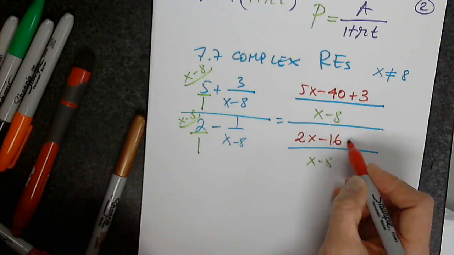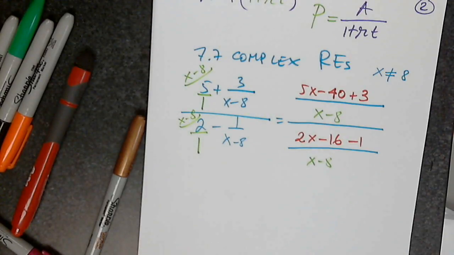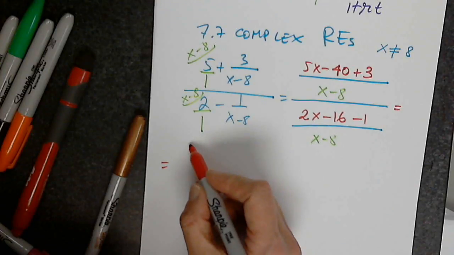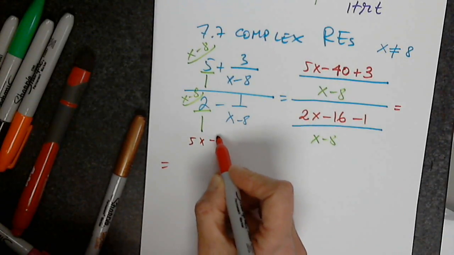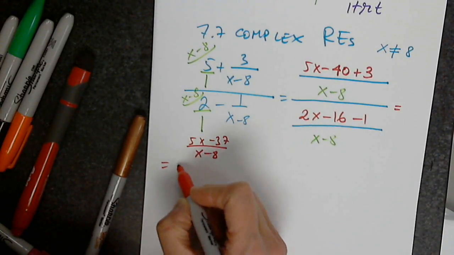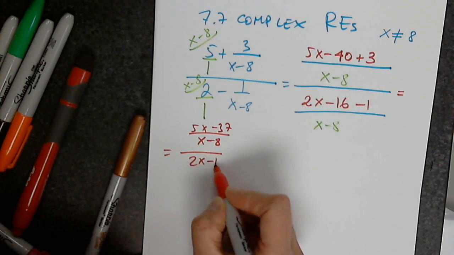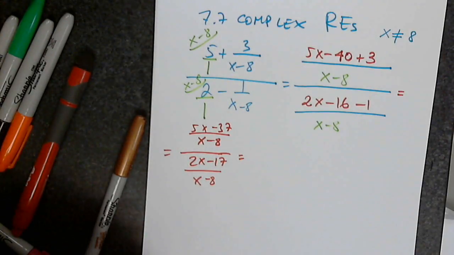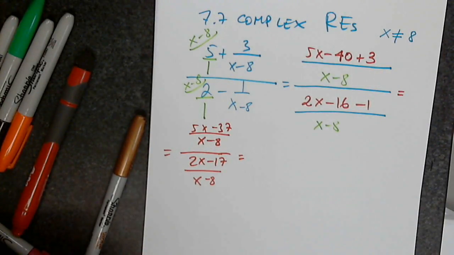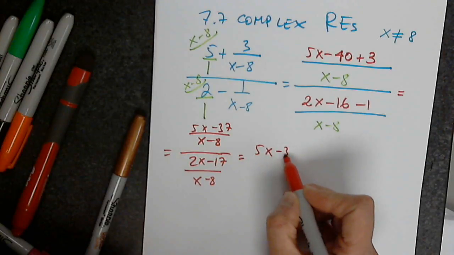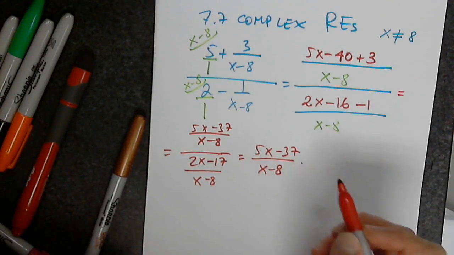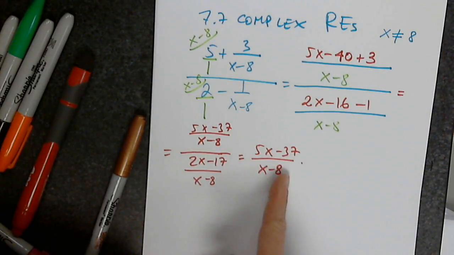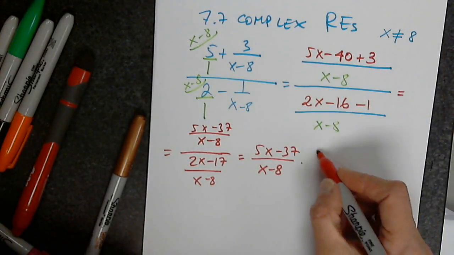2x minus 16 minus 1. Excellent. Now I combine like terms at the top, which are perfectly correct. 5x minus 38 over x minus 8. Actually, as you're right, 5x minus 40 plus 2. And in the denominator we have 2x minus 17 over x minus 8. Now I'm ready to flip. I copy the fraction from the top. And now I'm ready to flip the denominator because they are divided. So I copy this and I flip to change it into a product.